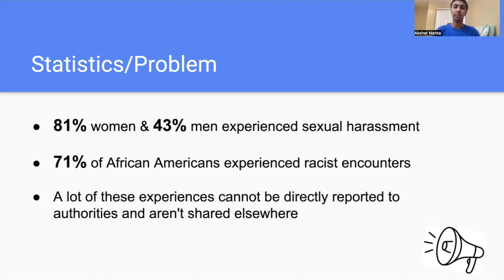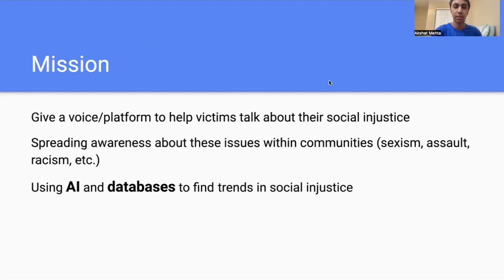So that's exactly where SafeZone comes into play. At SafeZone, we give a voice and platform to help victims talk about their social injustice. And in reporting, in talking about these social injustices, you spread awareness about the different issues in your communities. For example, racism, discrimination, sexism.